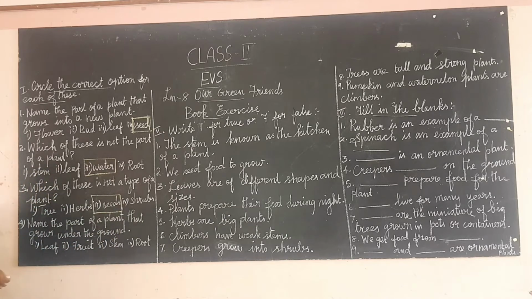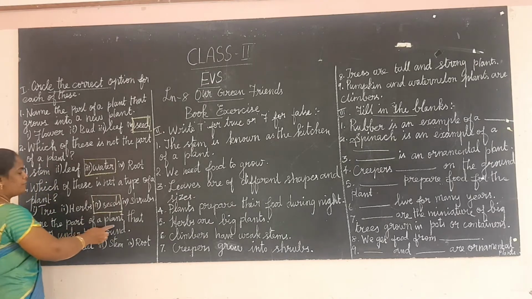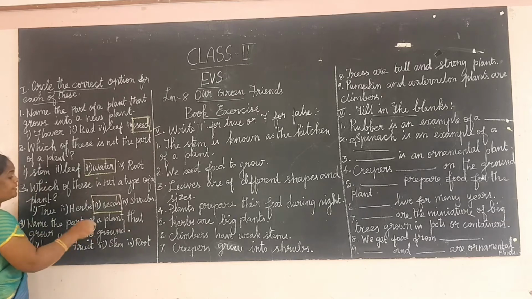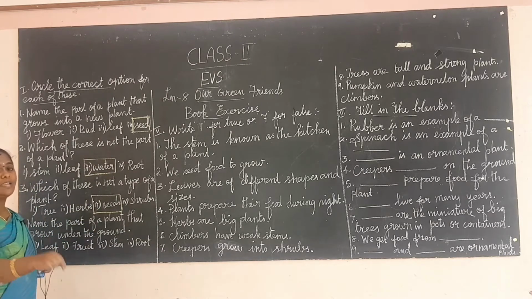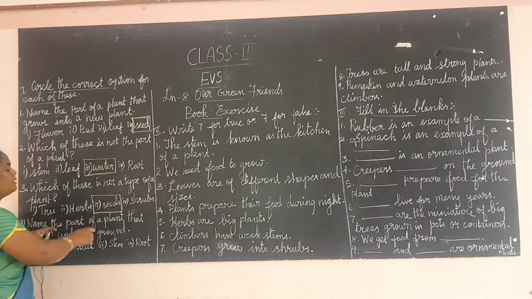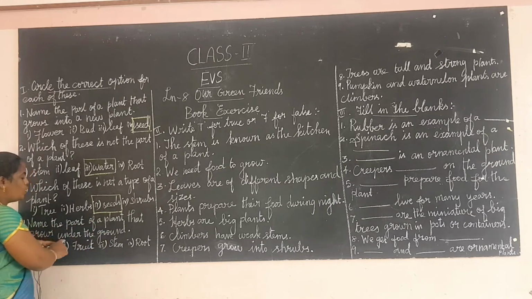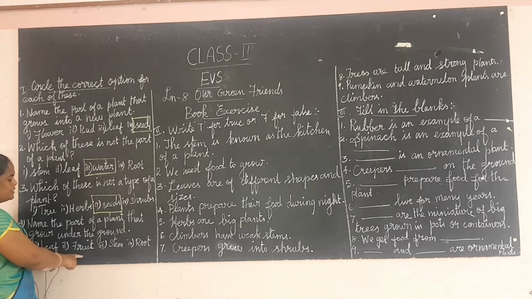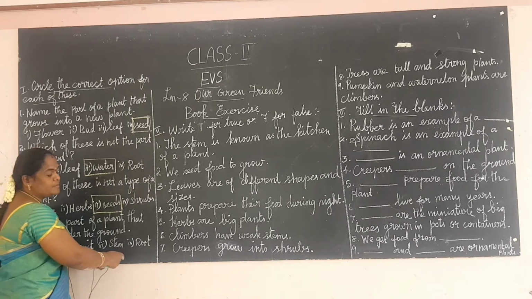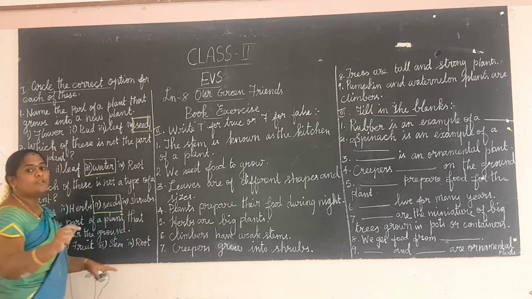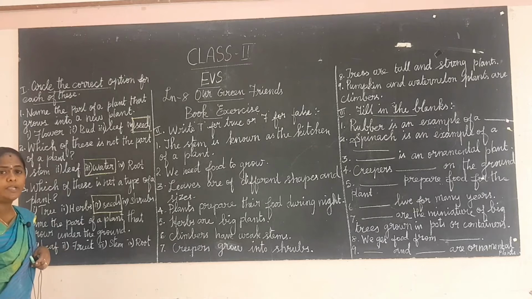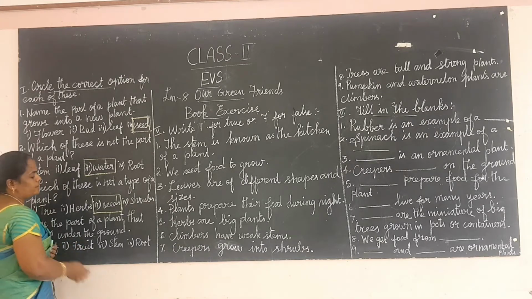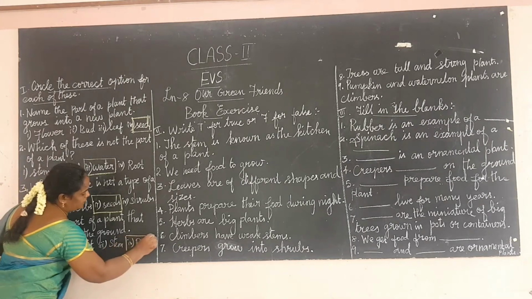And then the fourth one. Name the part of a plant that grows under the ground. Under, below. Option 1, leaf. Option 2, fruit. Option 3, stem. Option 4, root. So which part grows under the ground? Yes, that is the root. The root grows under the ground.